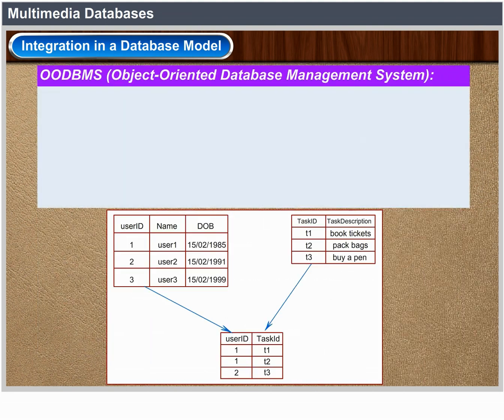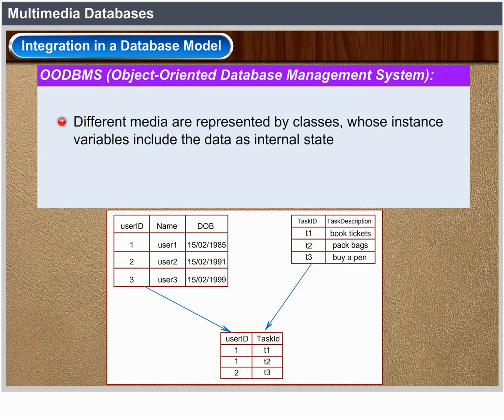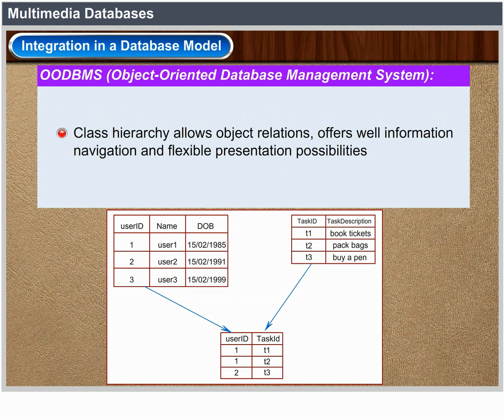OODBMS, Object-Oriented Database Management System. Different media are represented by classes whose instance variables include the data as internal state. Class hierarchy allows object relations, offers well-informed navigation, and flexible presentation possibilities.